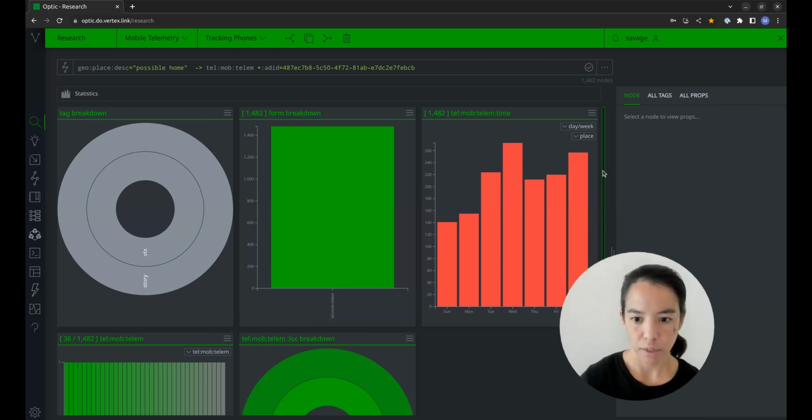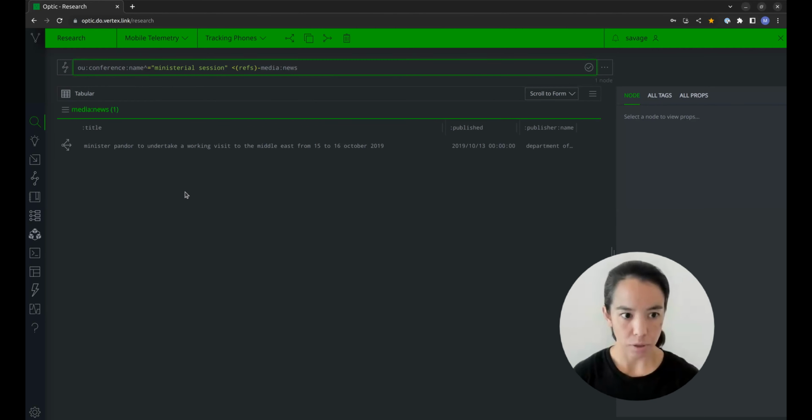And this is actually the article that they had written. Minister Pandor to undertake a working visit to the Middle East from 15 to 16 October 2019. October 15th and 16th were the same dates that we saw this phone beaconing from Tehran. And within the article itself, they noted that she would be attending the ministerial session of the 14th South Africa-Iran Joint Commission on Cooperation. And she's also meeting her Iranian counterpart there.